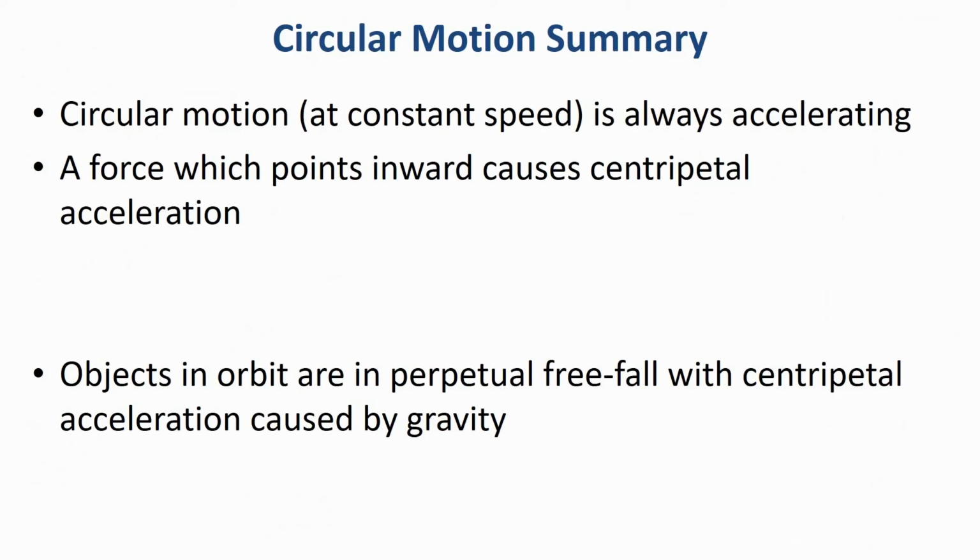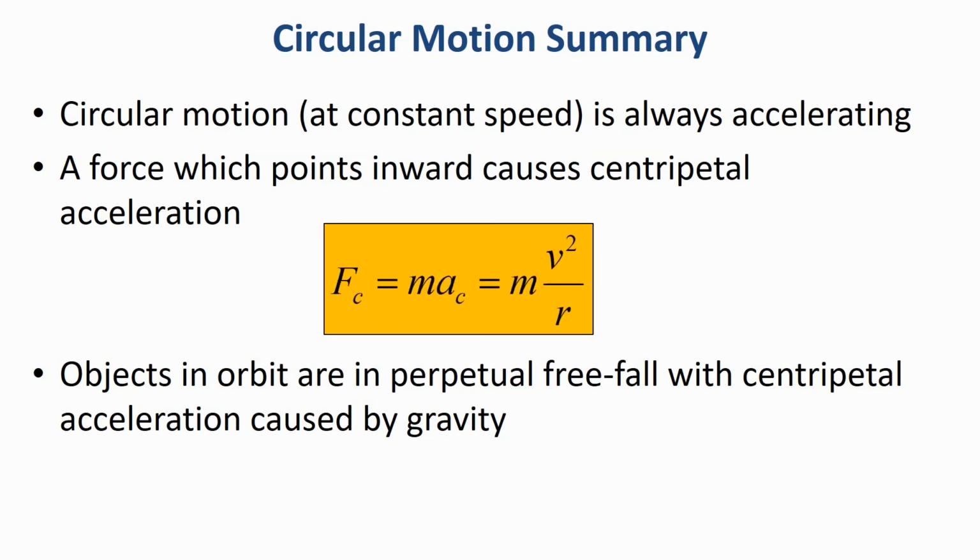All right. In summary, circular motion at a constant speed is always accelerating. That is, my velocity is always changing direction, which requires acceleration. To be always changing direction in a circle, I need to have an inward force, a centripetal force, that causes a centripetal acceleration. I figured out that's going to be mv squared over r. Remember, there is not a new kind of force called a centripetal force.